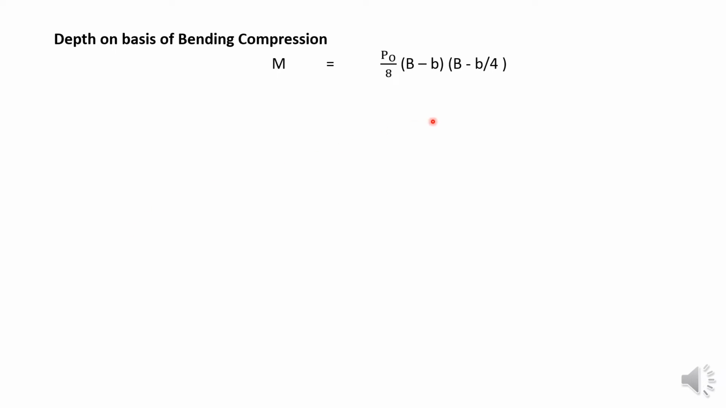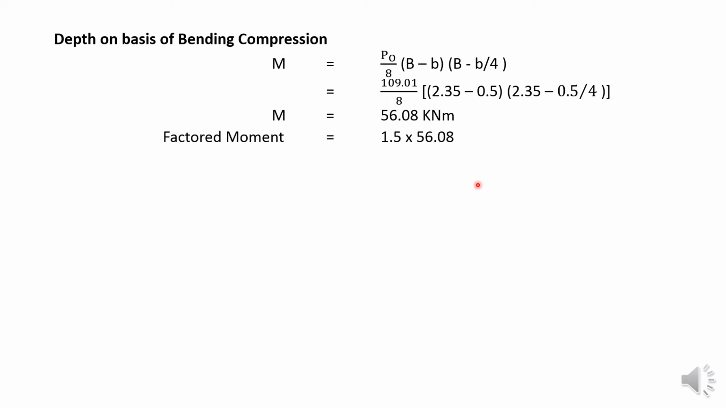So the bending moment M is equal to P0 by 8 into B minus b, the whole squared by 4. We know the values, so substitute all the values here. P0 is the net upward pressure, that is 109.01 divided by 8, into 2.35 minus b, the column size 0.5, squared. Then the overall width of the footing is 2.35 minus 0.5 divided by 4. So that will be equal to 56.08 kN meter. Then the factored moment is 1.5 into 56.08. So we will get a value of 84.12 kN meter. That is Mu, the factored moment, equal to 84.12 kN meter.